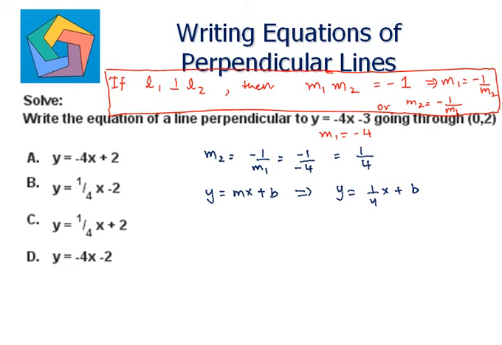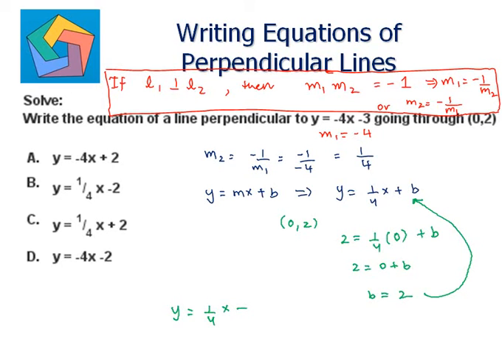Now the line is passing through (0, 2). So (0, 2) becomes the intercept. So let me put (0, 2) in this and find b. (0, 2) means x, y. So y is 2, 1/4 times x is 0, plus b. 2 is equal to 0 plus b. So we can say b is 2. Now substituting this value of b back in the equation, I get y is equal to 1/4 x plus 2. So this is the line perpendicular to y equals -4x - 3 passing through (0, 2). And I can see this is the answer in the C part.